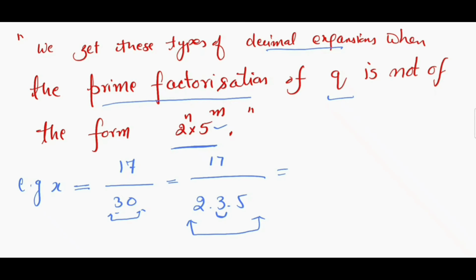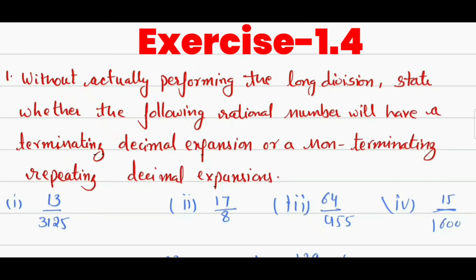For more clarity about this concept of decimal expansions which are terminating and decimal expansions which are non-terminating, repeating, let's do exercise 1.4. Here the first question is: without actually performing the long division, state whether the following rational number will have a terminating decimal expansion or a non-terminating, repeating decimal expansion. For that we'll use theorems 1.5, 1.6 and 1.7.